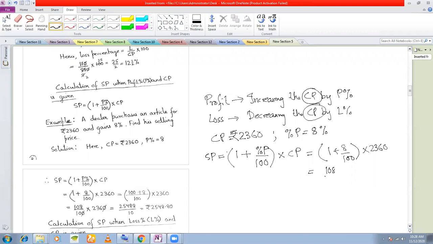You can cancel this, whatever comes to, I won't calculate because I've already solved this. This is what you need to know. So calculation of selling price from a given cost price is very easy. But when cost price is not given, then it becomes a little more lengthy. Instead of one step, you'll have to do two steps. That we will see in the next class. I stop here for today.